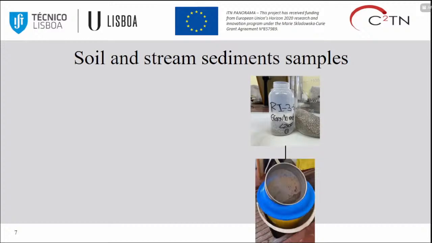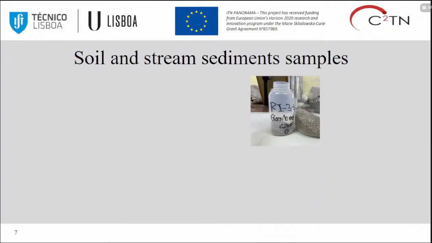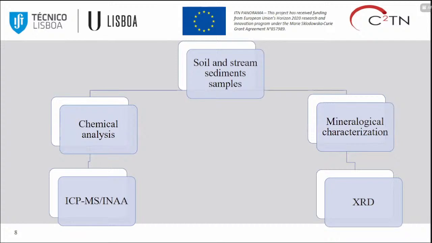Our goal is to separate the soils into 63 micrometers and less than 2 micrometers, and check the different concentrations of the rare elements, whether one size fraction has a higher rare element concentration, and whether this concentration is related to the mineralogic characterization. For the water samples and for the soil, we use ICP-MS analysis and INAA, and for the mineralogic characterization, for now, we use XRD diffractograms. In the next month, we will start to use SEM and other techniques.